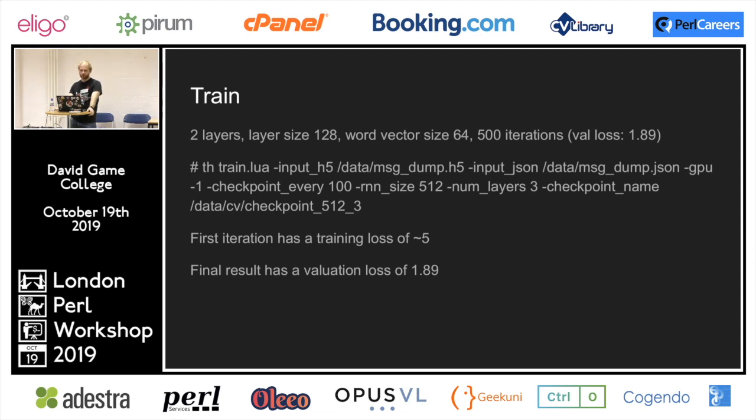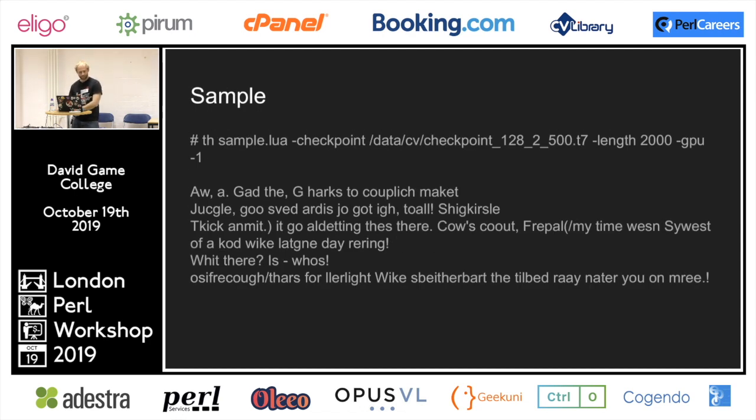So it gives you a value called loss, which is how inaccurate or how accurate it is. The lower the better. First iteration, it scored 5 point something. It's about standard for when I've tried. It then got down to 1.89, and it gave me this. It's not quite English. It looks kind of like Swedish and Welsh mixed. However, it looks like a human language.